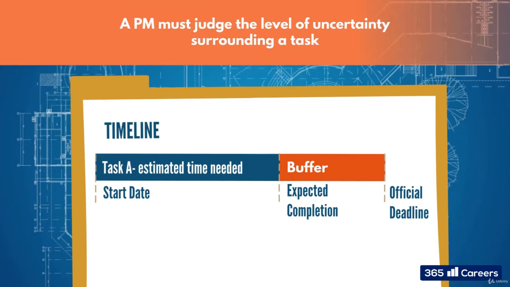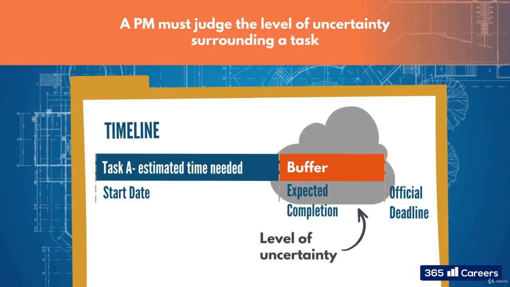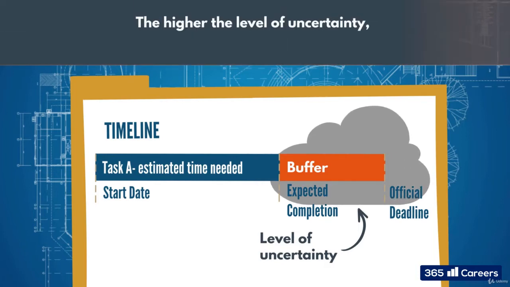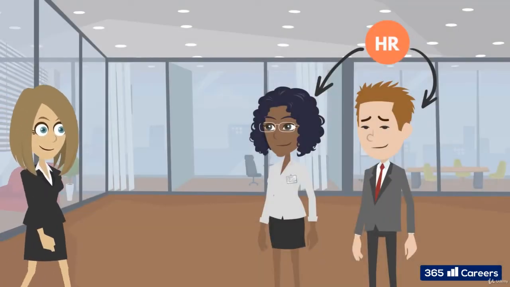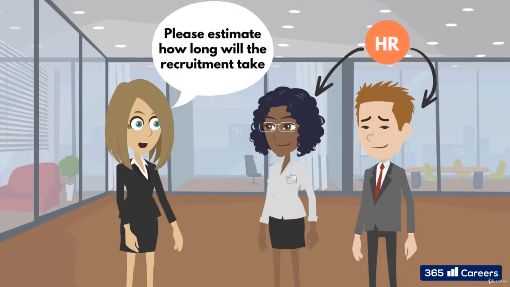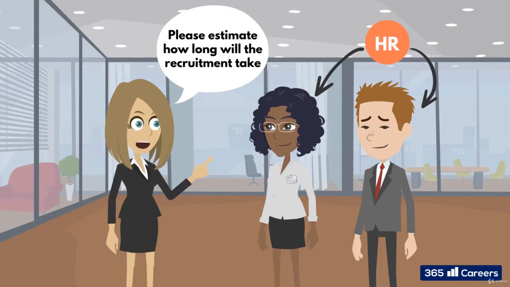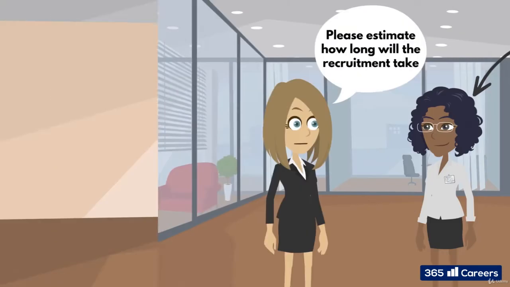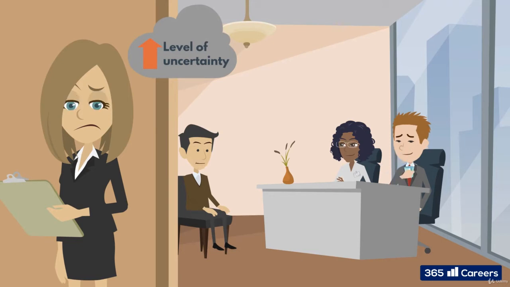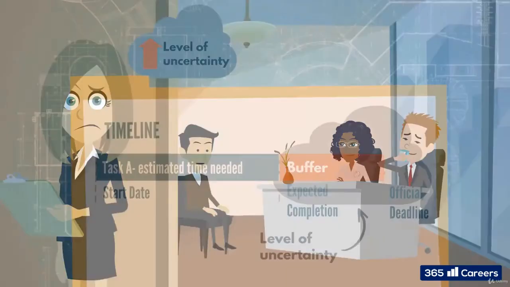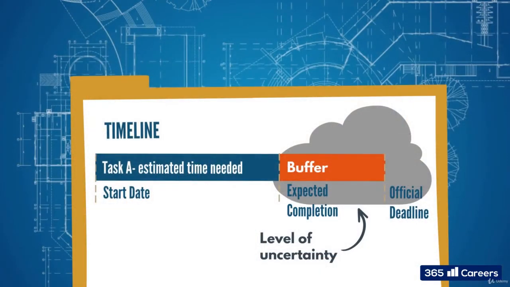First, a project manager must judge the level of uncertainty surrounding a task. Simply put, the higher the level of uncertainty, the longer the buffer they need. For example, say you're heading a project, and a new task is to have HR estimate how long recruitment will take, as you don't have the expertise in this field. However, you've never worked with this HR team before, so the level of uncertainty is quite high. It's an unknown variable as to how good they are at recruiting showroom salespeople. Therefore, you would add a bigger buffer to their estimate than to an estimate from an HR team you have worked with and know to be accurate with their estimations.